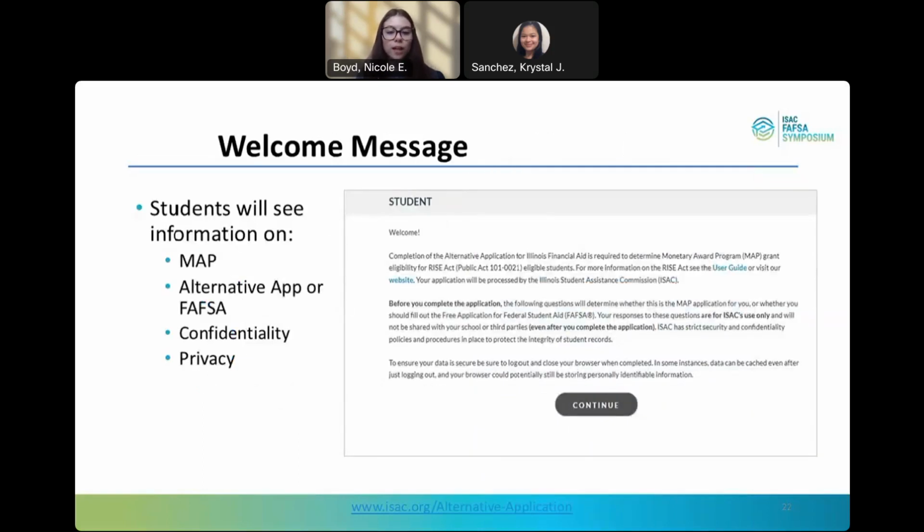So then we are going to be going through this as if we are a first-time applicant. So the student will see this welcome message where they will be presented with information on what the MAP grant is, as well as whether they should complete the alternative application or the FAFSA, and then a little bit of information about confidentiality and privacy, which we will touch on in more detail in just a minute.